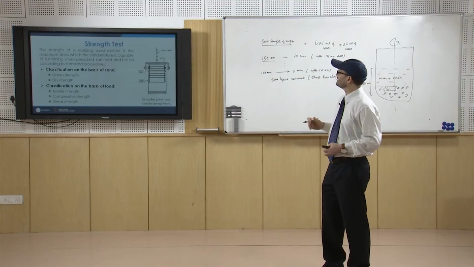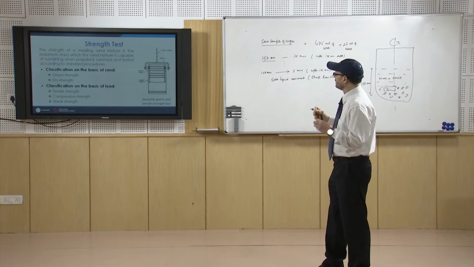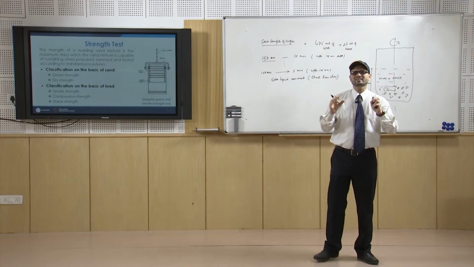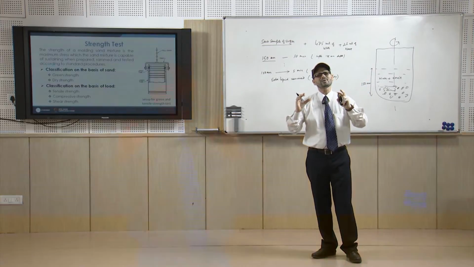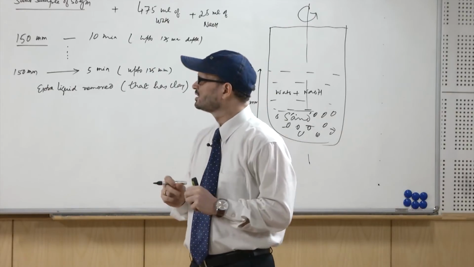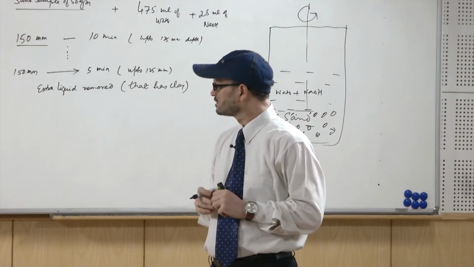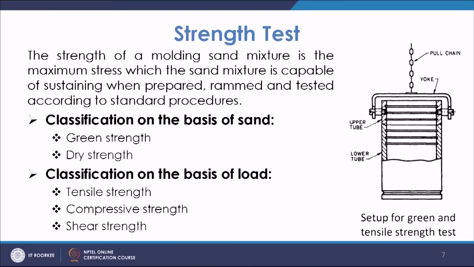Then there are different types of strength tests. What we discussed is that a mold must have adequate strength. Among that strength you have the green strength and the dry strength. Green strength means when the molding sand has moisture in it, and the dry strength is when the moisture is driven off.